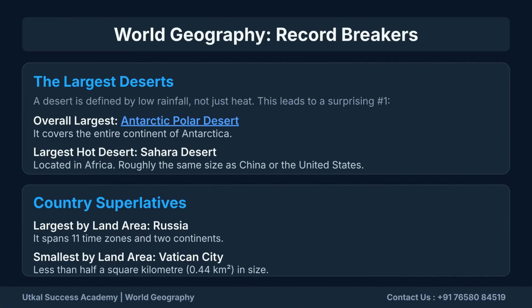In world geography record breakers, the overall largest desert is the Antarctic Polar Desert, defined by low rainfall. The largest hot desert is the Sahara Desert. In country superlatives, Russia is the largest by land area, and Vatican City is the smallest.